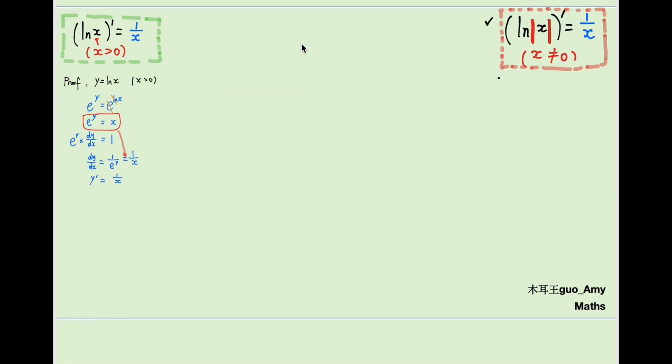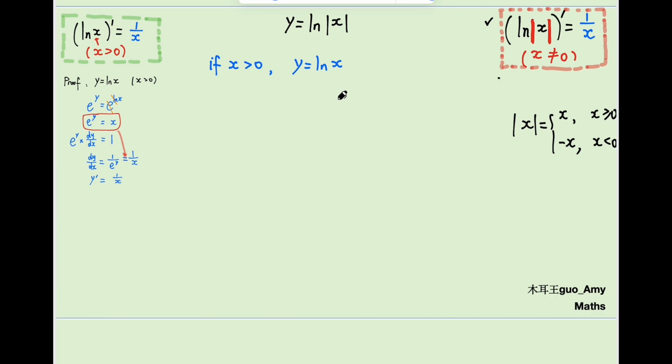For the second formula, we are going to focus on the function y equals ln absolute of x. We have to recall the modulus function. It is defined as itself when x is greater than or equal to 0. When x is less than 0, the absolute of x is defined as its opposite. Therefore, when we try to show the process, first we consider the case when x is positive.